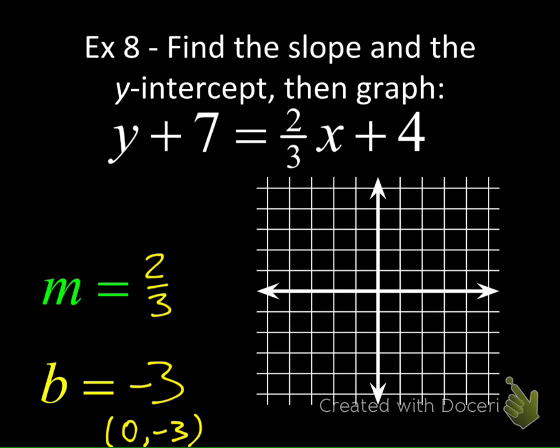Okay. So the first thing we do when graphing the line is what? Start at the origin, and then what? Go up 2. Wait, 3. Oh, down maybe. Down 3. And then what's the next step? Up 2, not up 3. Over 3. And then I'm going to draw my line.